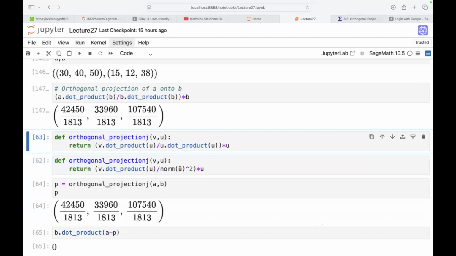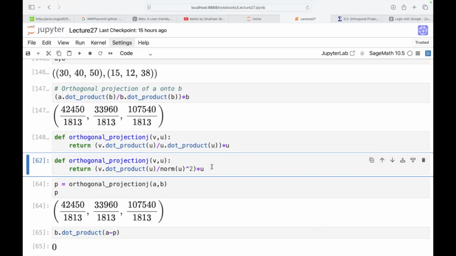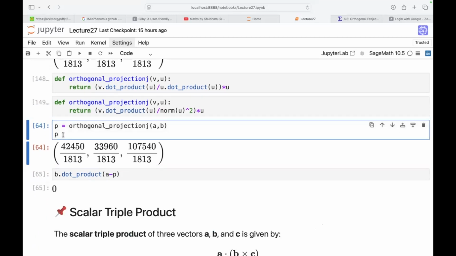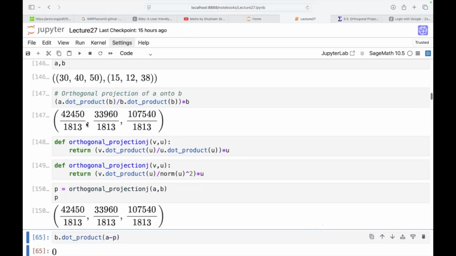In the same way, another definition of orthogonal projection is defined for v comma u, and it returns v dot product u over the norm of u squared, times u, because u dot product u is nothing but the square of the norm of u. So you can define either one of the same definitions. Then P is equal to the orthogonal projection of A comma B, defined by the definition directly.